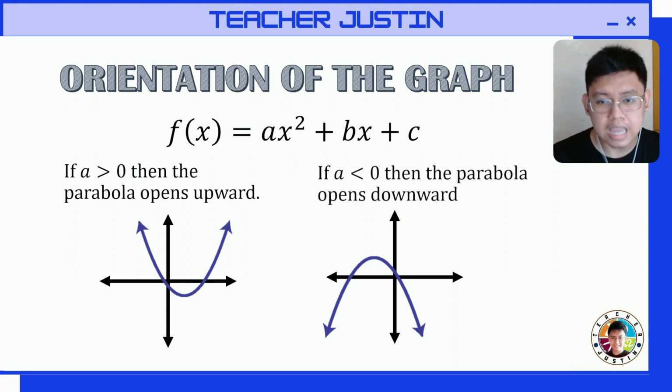Now, if our A naman is less than 0, then our parabola opens downward. So, pag ang A natin is negative, opening downward siya. And that's it. Now, let's have some examples in identifying the orientation of the graph of our quadratic function.